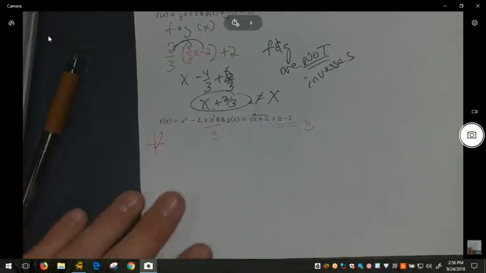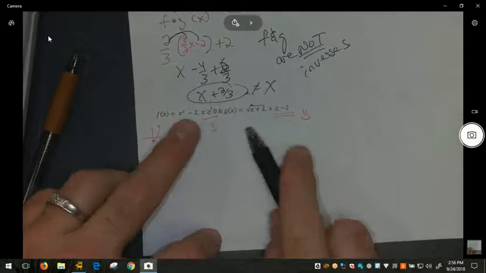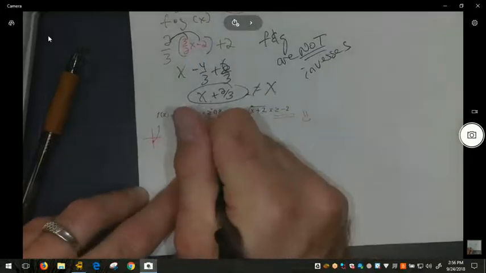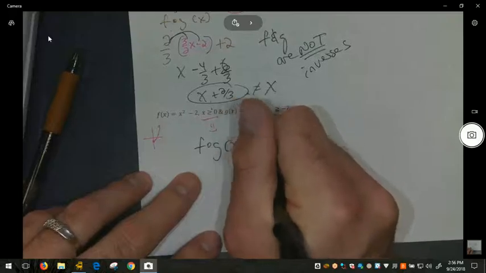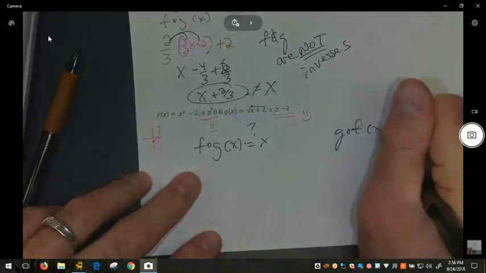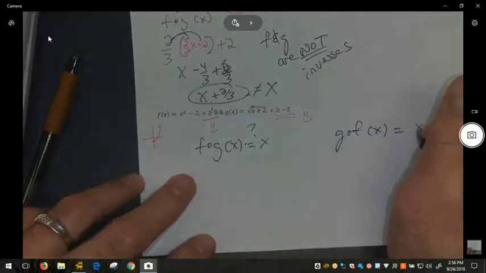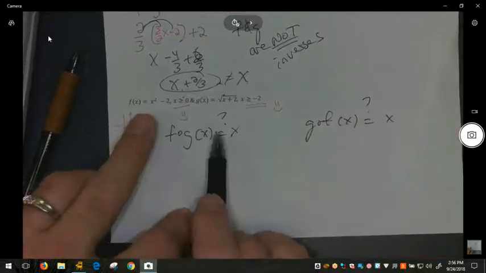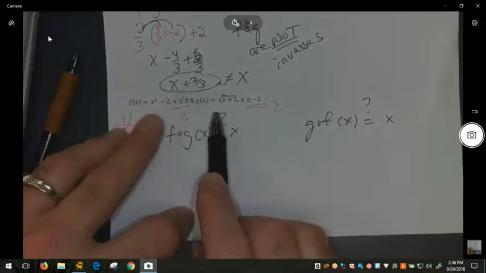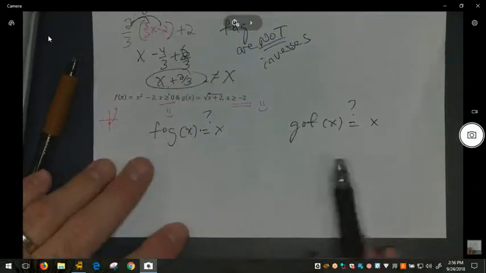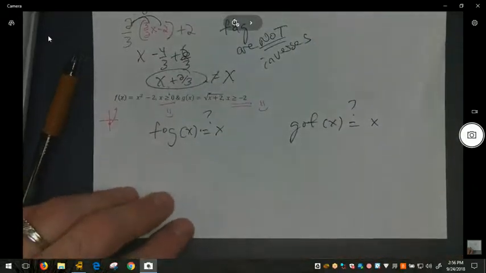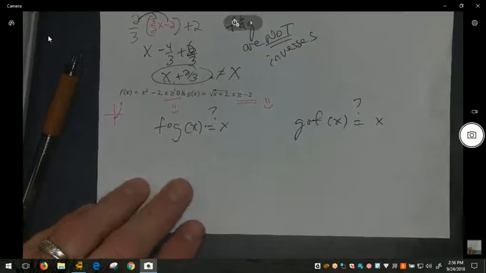The restrictions are fine. We just have to be concerned with, does f of g of x equal x? And does g of f of x equal x? If both of these are true, then these are definitely inverses, and we'll have used the formal test to show that. If they're not both true, then they're not inverses. So let's take a look.